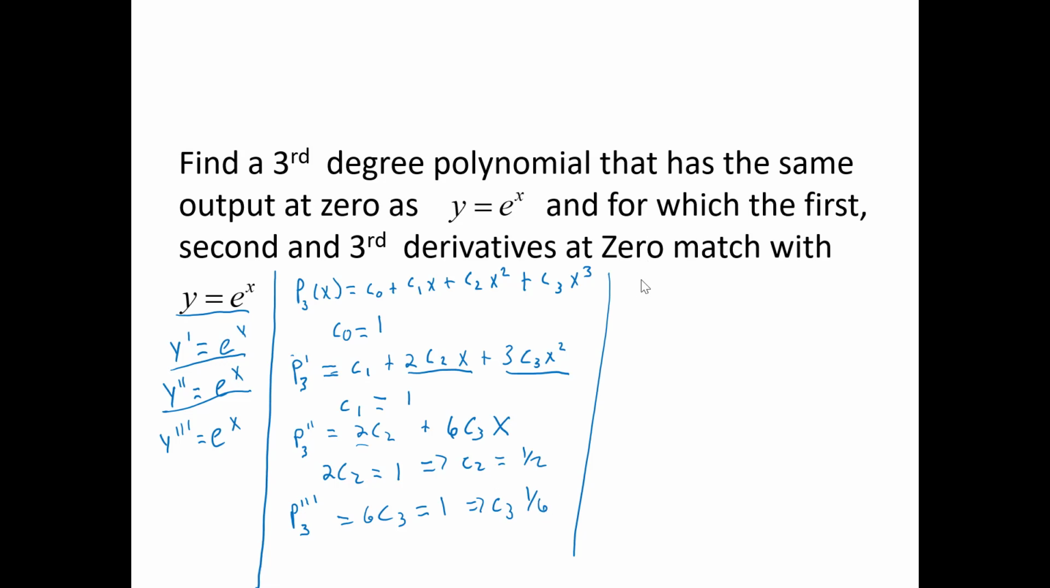And so then my third degree polynomial P3 of x is 1 plus x plus x squared over 2 plus x cubed over 6. Notice that this matches the second degree polynomial we got in the last problem. We just added a third term. By adding this third term, x cubed over 6, we guarantee that the third derivatives match. And there we go.